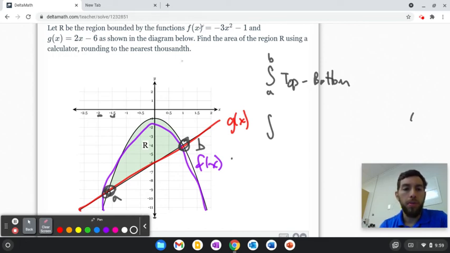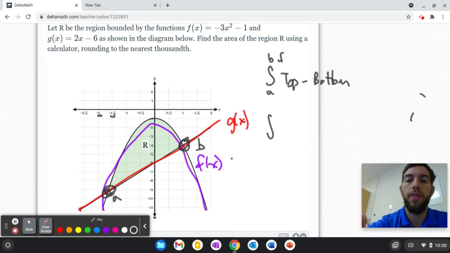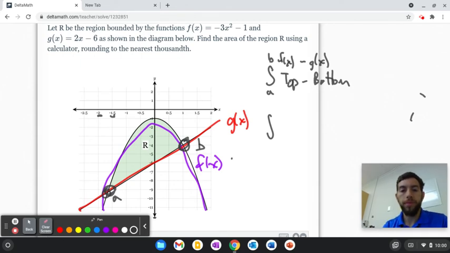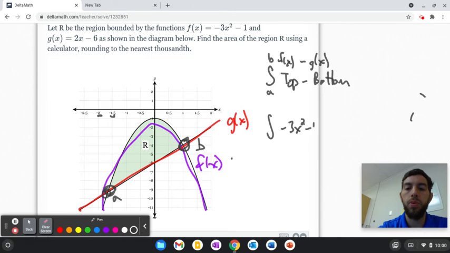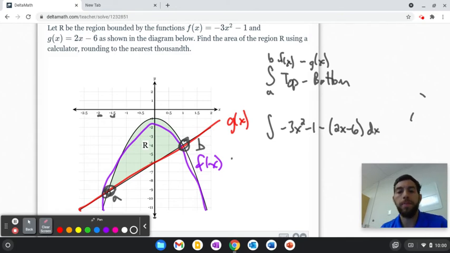In this particular problem, f of x looks like the top function. Don't always assume the first is the top function, even though the formula is f of x minus g of x. Don't always assume f of x is going to be the first function there. So we are going to be doing negative 3x squared minus 1, minus the function 2x minus 6, dx. That's what our integral looks like.